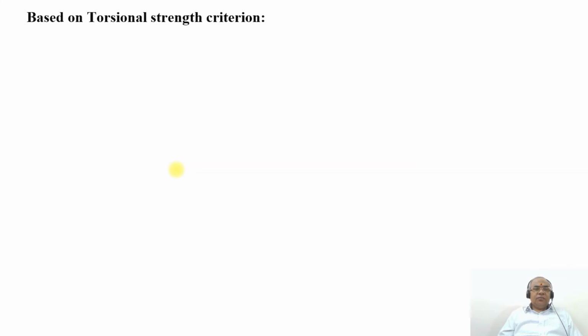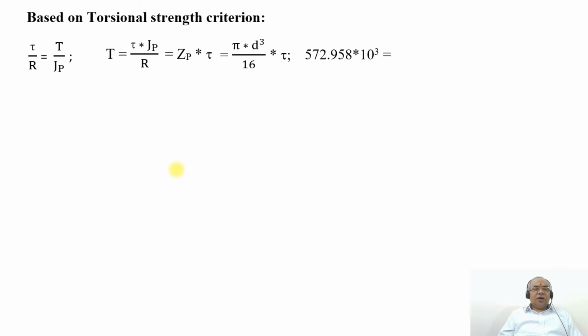Once you get the torque, now based on the torsional strength criterion, we want to find out the diameter of the shaft. So T by Jp will be equal to tau by R. So T will be equal to Jp by R into tau, which will be equal to Zp into tau, where Zp is pi d cube by 16. So we know the torque, which is 572.958 into 10 to the power of 3 Newton mm, which will be equal to pi by 16 into d cube into tau, which is 50. On simplification, we are going to get the diameter of the shaft as 38.8 mm.